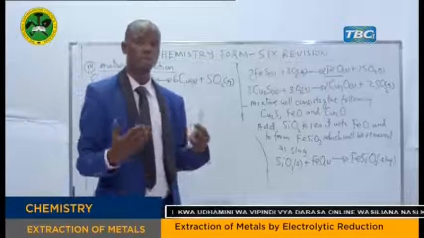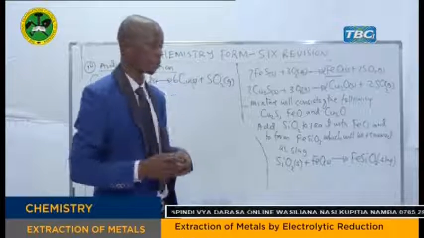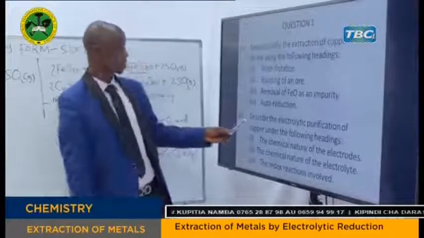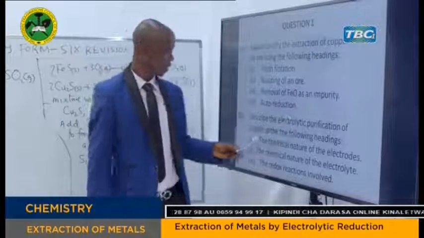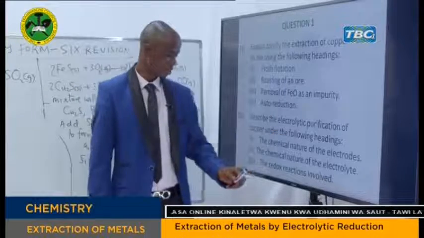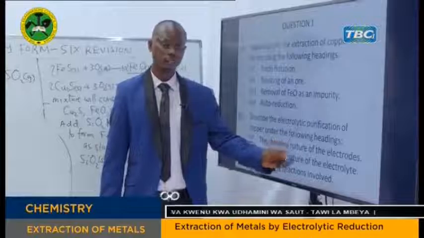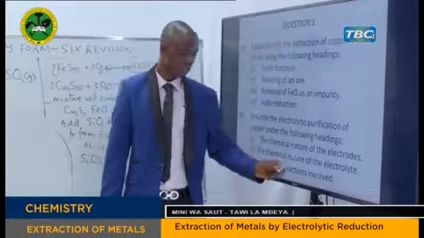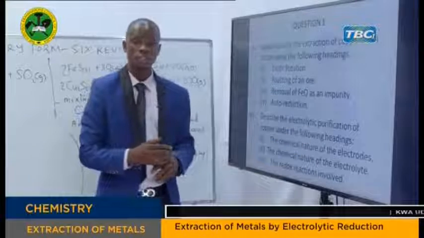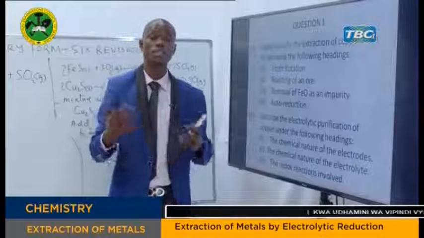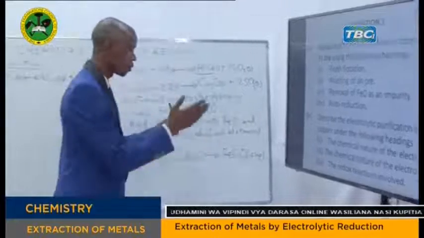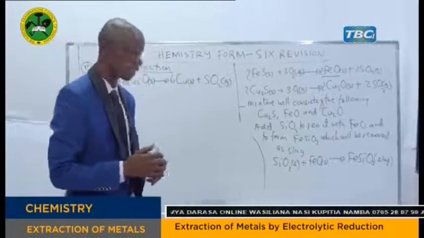Now to remove the impurities, we go to the second part of the question, which says as follows. Question number 1b: Describe the electrolytic purification of copper under the following headings. Number 1, chemical nature of the electrodes. Number 2, the chemical nature of the electrolytes. And number 3, the redox reactions involved. This second part is important in order to complete the extraction of the copper metal from its ore. So let's go back to the board to see how those 3 parts can be done.